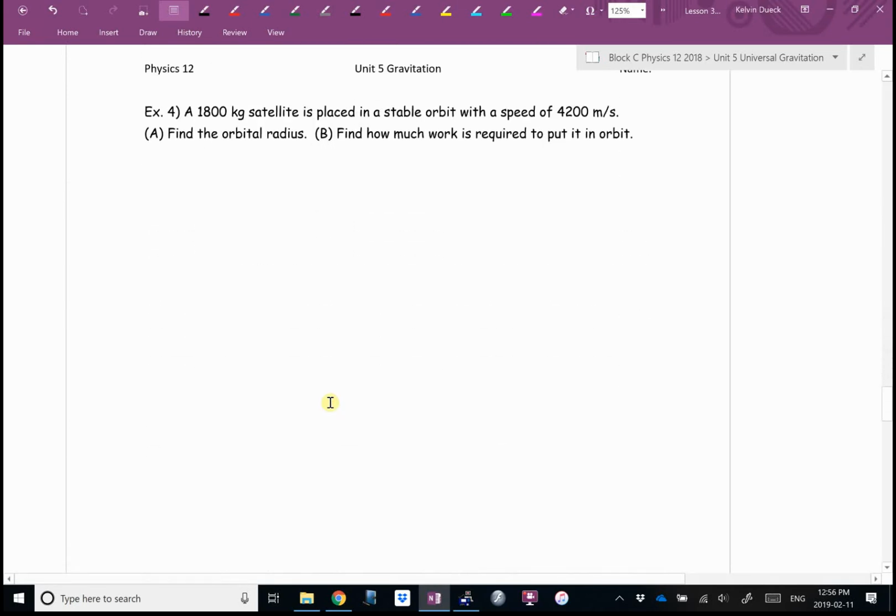Example 4. I like example 4. Example 4 is a nice question. A satellite is placed in a stable orbit with a speed of 4,200 meters per second. A. Hannah, what does A want me to find?